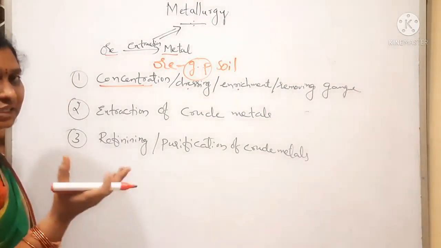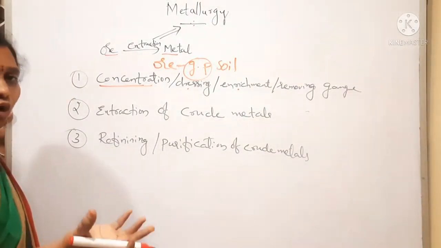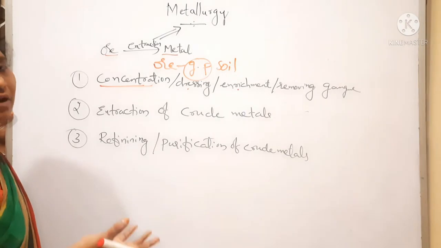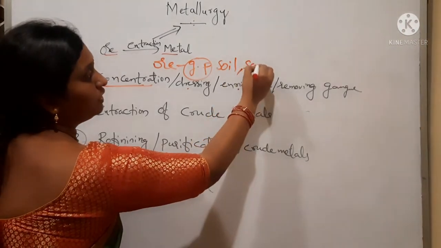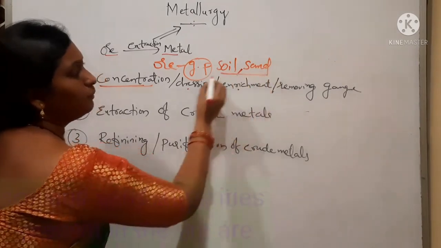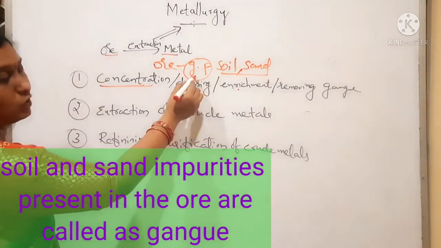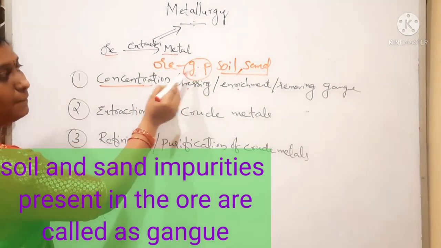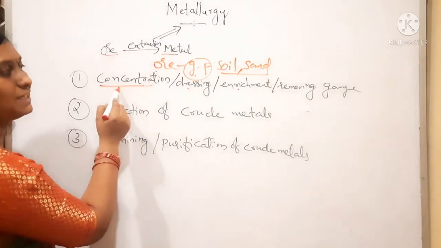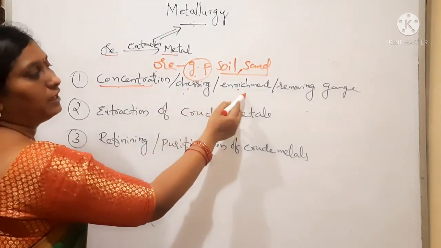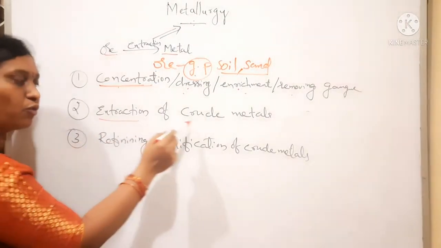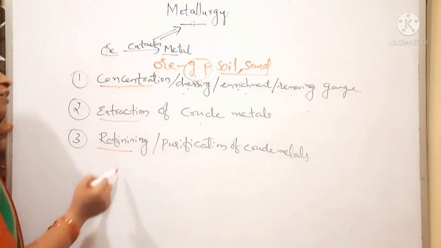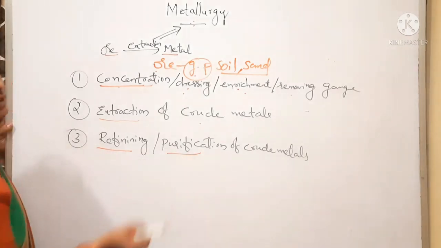Metal is obtained in the combined form as ore. These ores are obtained from the crust. Generally, it is mixed with soil and sand impurities. The soil and sand impurities are called gangue particles. So, removing these gangue particles from ore is called concentration or dressing or enrichment. And the second step is extraction of crude metal. And the third step is refining or purification of crude metal.